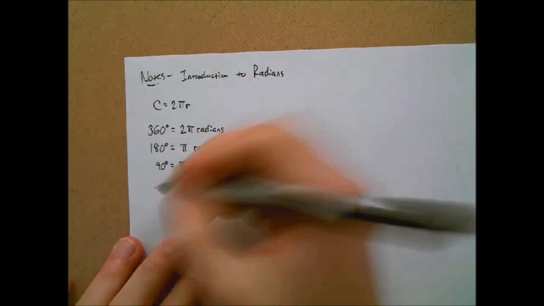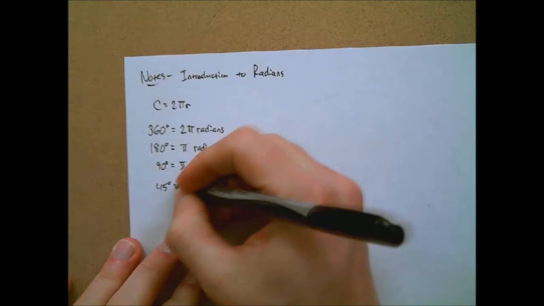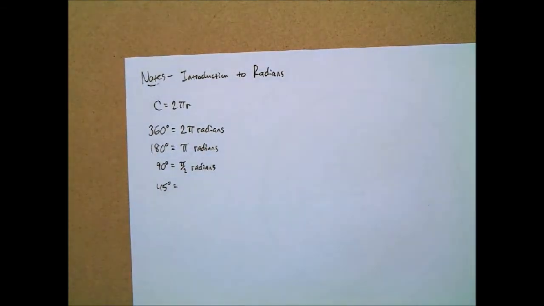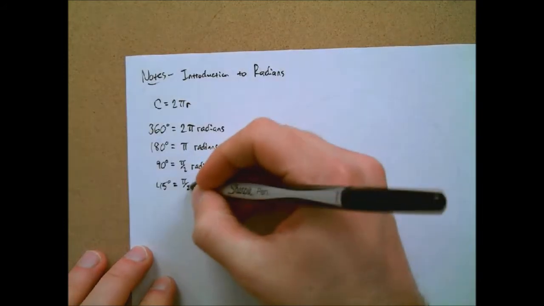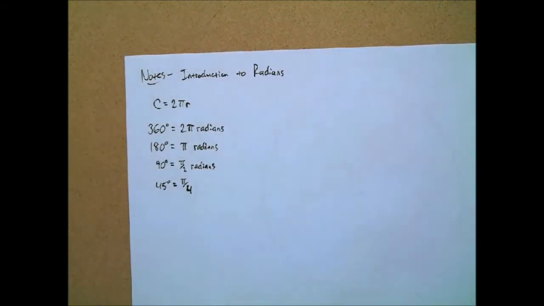So 45 degrees, what would that be? Pi over 4, yeah, half of a half, right? So pi over 4. Oops, I said 4 and then I wrote 2. Okay. So yeah, very good.